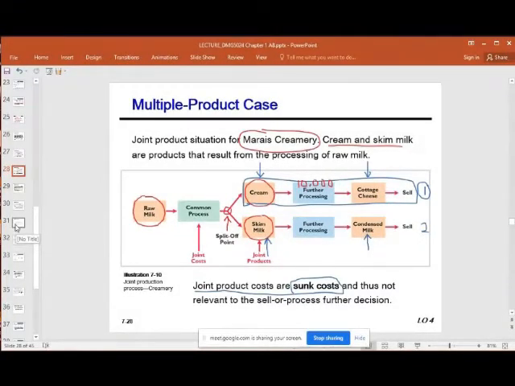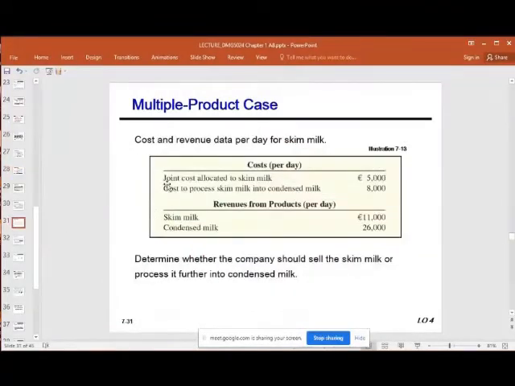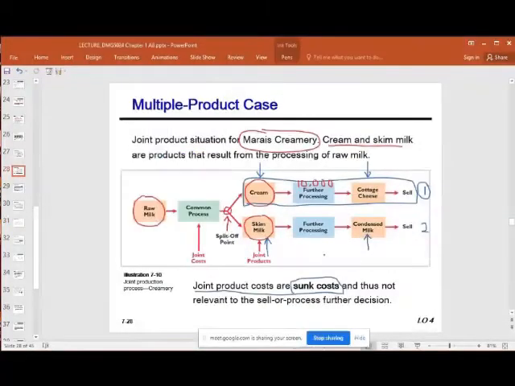Okay, so skim milk and condensed milk here. Same thing, joint cost is a sunk cost. We don't need to look at your sunk cost. The cost to process skim milk into condensed milk is 8,000. So where is this 8,000? 8,000 is here. Cost to process skim milk into condensed milk is 8,000.